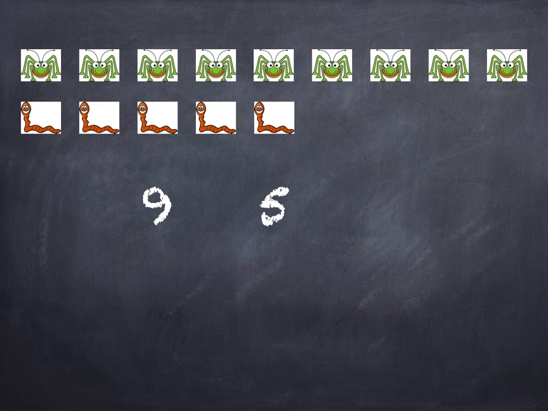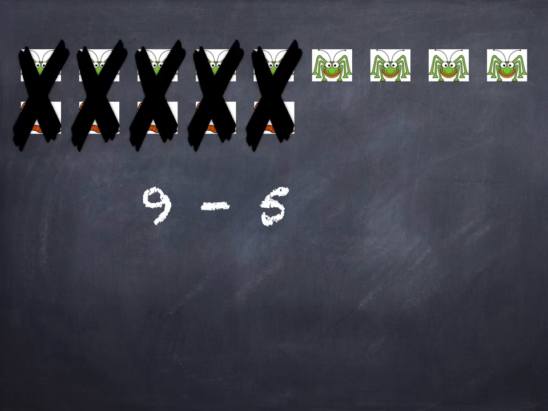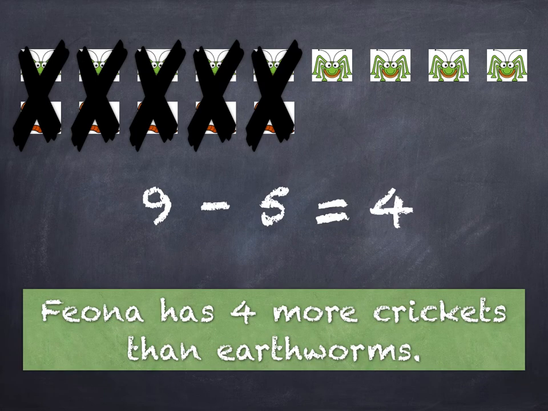We can mark the ones that line up next to each other like this. And by doing this, we can see that this problem is really a subtraction problem. So our number sentence says 9 minus 5 equals 4. We can see that we have 4 crickets left. That means that Fiona has 4 more crickets than earthworms.